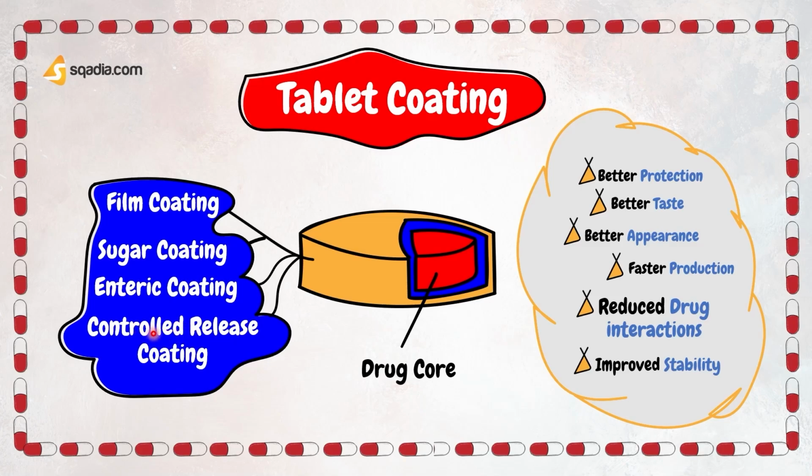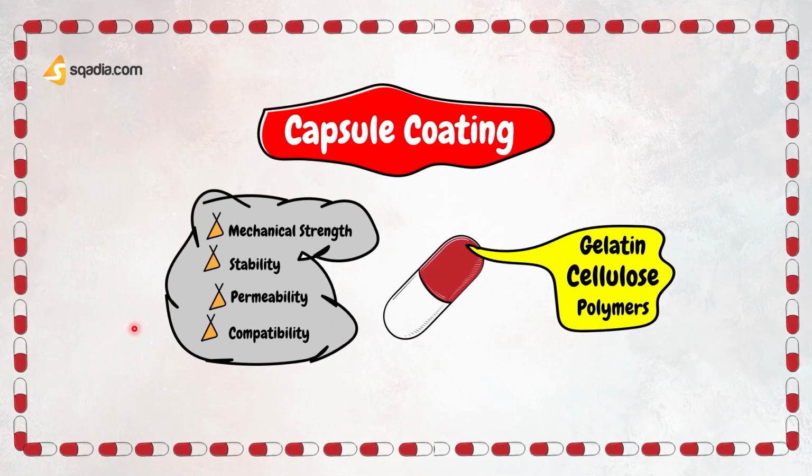over a period of time. Controlled release coatings can be applied to tablets or capsules and are often used for drugs that need to be released slowly to maintain a steady blood concentration, or for drugs that would be too irritating if released all at once. So next we have capsule coating.